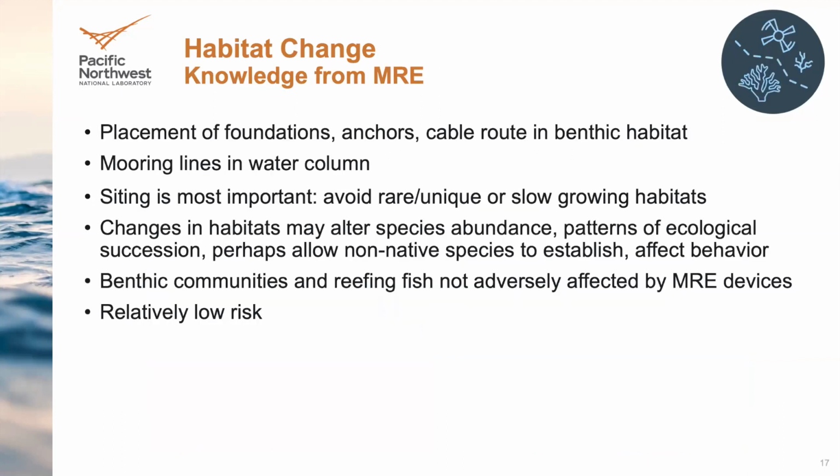So for marine renewables, you have to put down a foundation, like a tidal turbine sitting on the bottom, an anchor, and then something to keep it in place for a floating system. And then, of course, there's a cable route that runs through the benthic habitat. At the same time, for floating apparatus, you need mooring lines in the water column. So you're changing some habitat both on the benthos and for the pelagic species. This really doesn't differ from anything else we put in the marine environment.